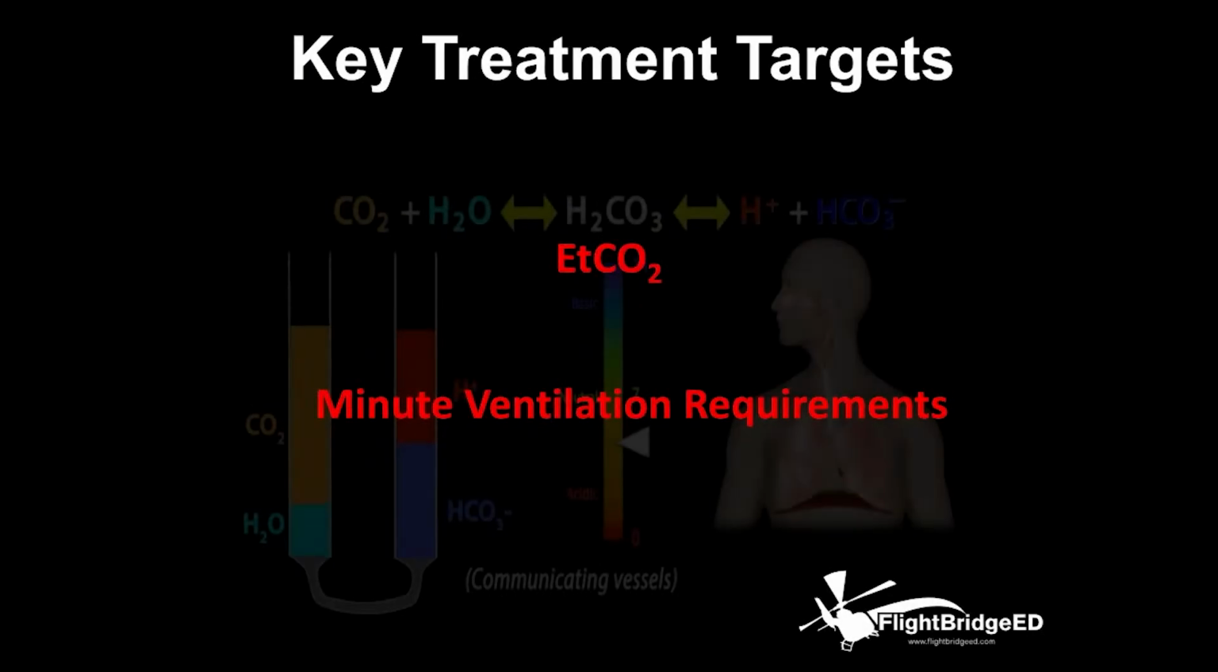So what are our key treatment targets? This patient is highly complex. There's a lot going on, but ultimately we still have to get our patient from point A to point B. Is focusing our resuscitation on end-tidal CO2 going to help us? What are our minute ventilation requirements for a patient in a partially compensated metabolic acidosis?